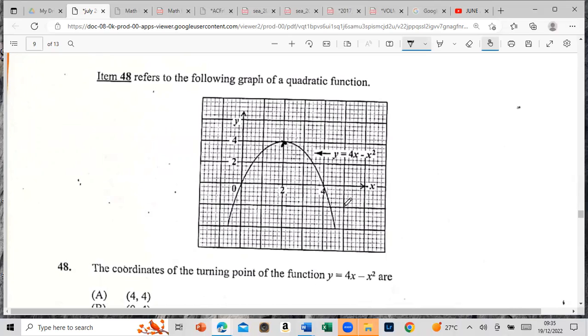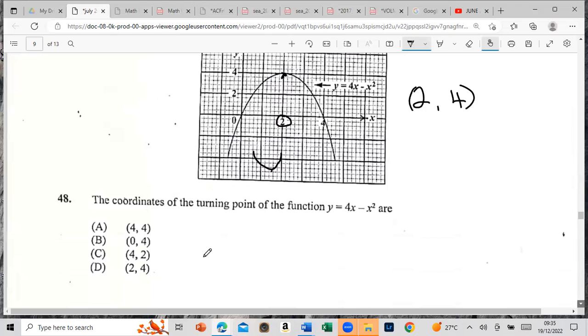That's the maximum turning point in this case. When it curves down like this, it's a minimum, the lowest point on the graph. So this is the highest part. Read the x first. So x is 2, and then you go all the way up to 4. So that's (2, 4). So that will be the answer, T.